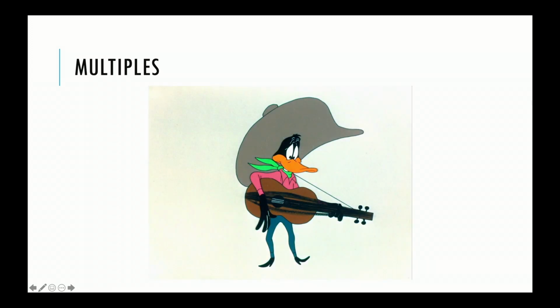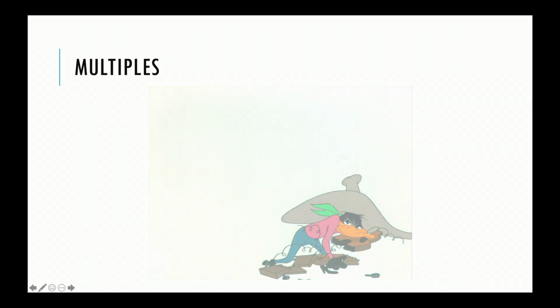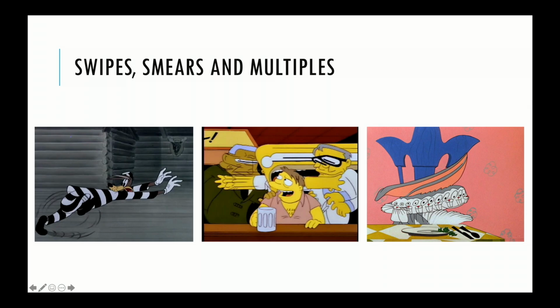Multiples are overlapping or repeated shapes. Often these are used in conjunction with smears. These are very fun to freeze frame. All 3 techniques, swipes, smears, and multiples, have proven to be successful alternatives to photographic motion blur in 2D animation.